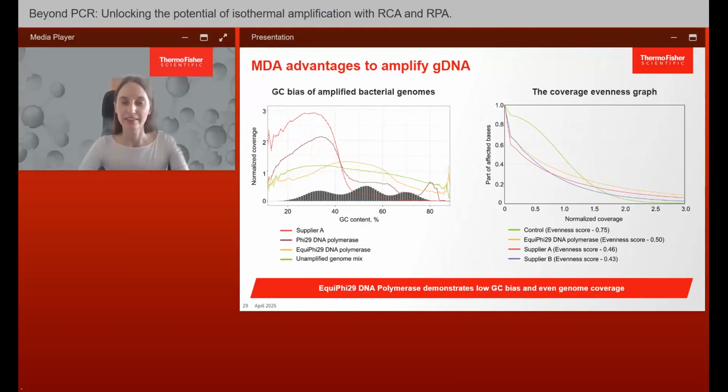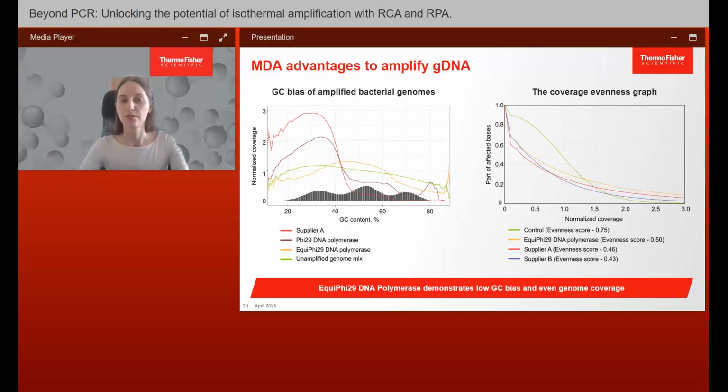The green line here, representing an amplified control DNA, comes closest to that ideal. Not far behind is a yellow curve, and this is a sample pre-amplified with Equify-29 DNA polymerase, which stands out for its low GC bias, outperforming other polymerases tested. And now look at the graph on the right.